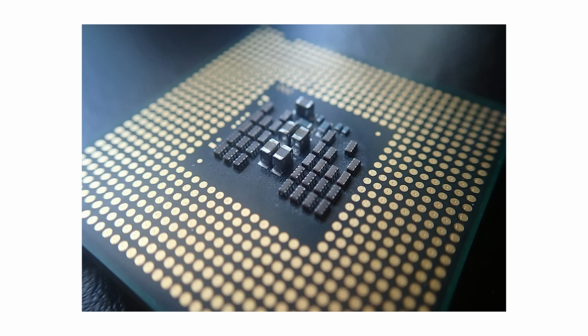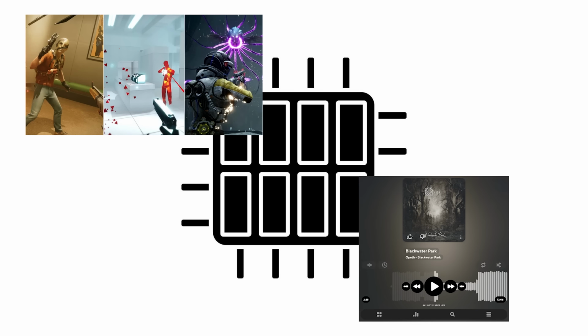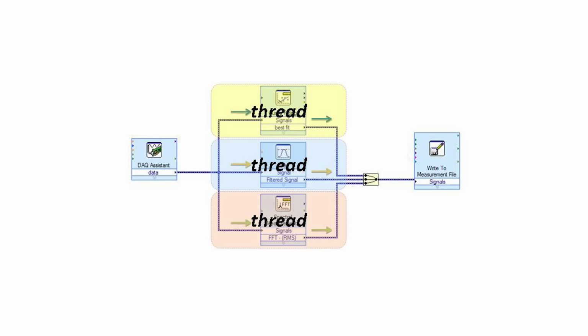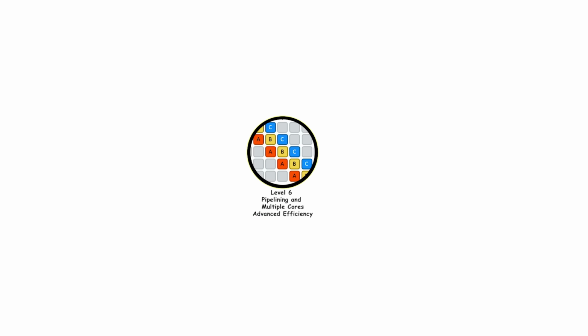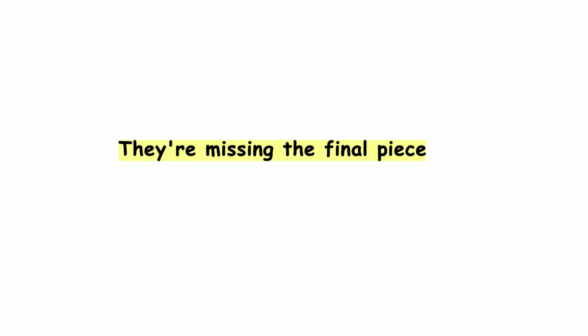Multiple cores let you do multiple things simultaneously. One core handles your video game, while another core runs your music player, while another handles background downloads. But here's the catch. Programs have to be specifically written to take advantage of multiple cores. Otherwise, all the work happens on just one core, while the others sit idle. Level 6 people understand these optimization techniques, but they're missing the final piece.